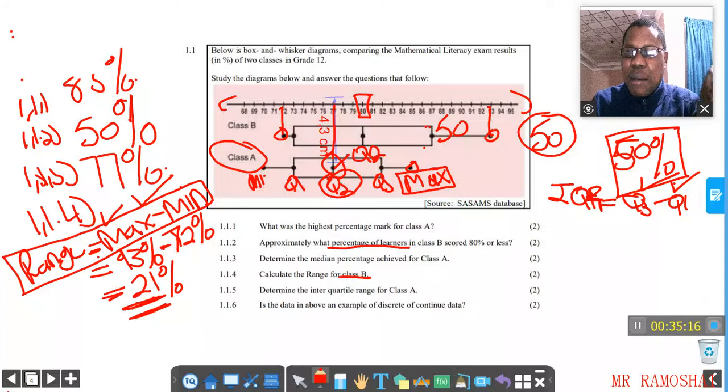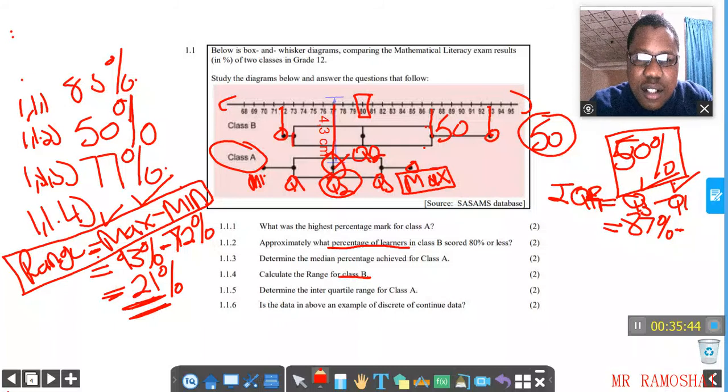Here we're not just taking any number, but we take what? The quartiles. Let's identify them. Remember, we're in class B, right? So in class B, our quartile 3 is going to be here. We just throw a line going up. We can see that we get 87% minus, let's look at quartile 1. Here's quartile 1, 73%.